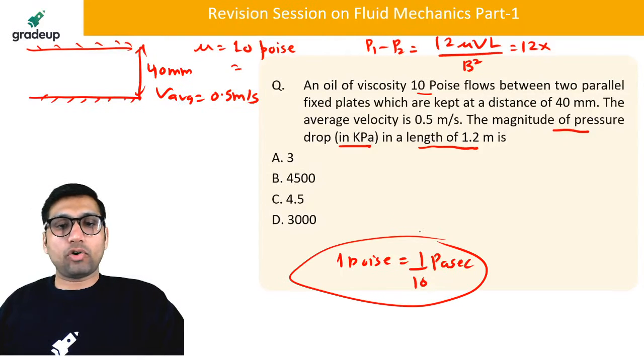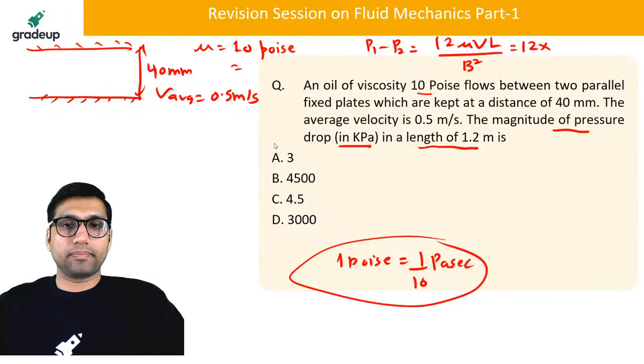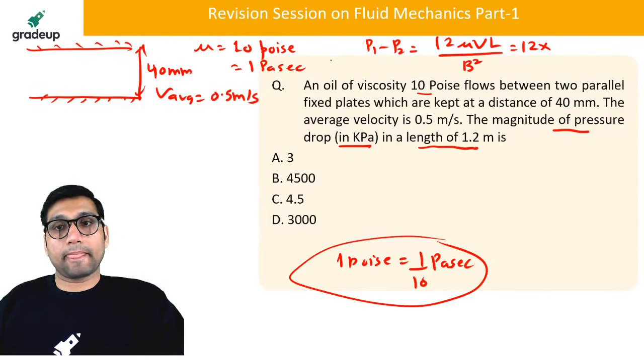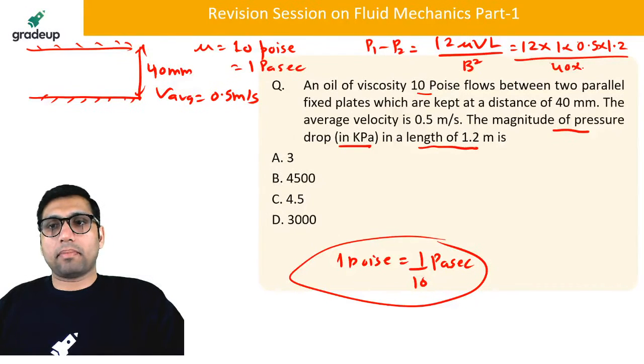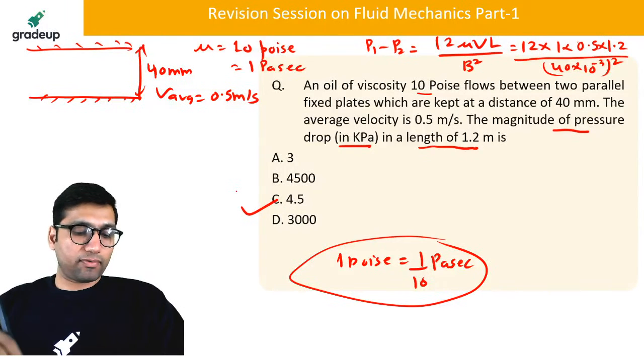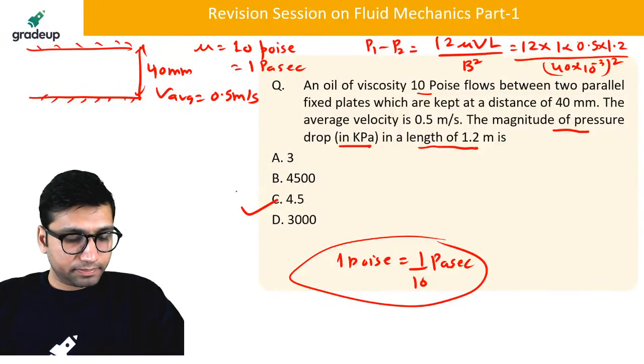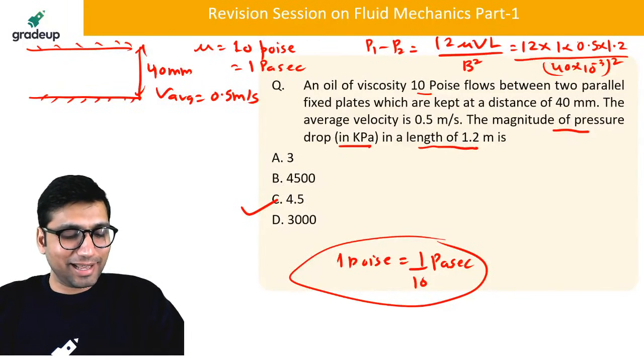We have to convert into Pascal second. So that will be equal to 1 Pascal second. That will be 12 into 1, into V that is 0.5, into L that is 1.2, divided by 40 mm, that is 40 into 10 to the power minus 3, whole square. Solve it, you will get the answer as 4.5 kilopascal. Okay, so the answer will be option C. Clear everyone?